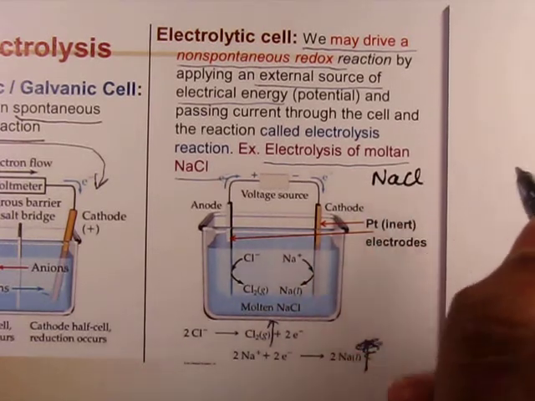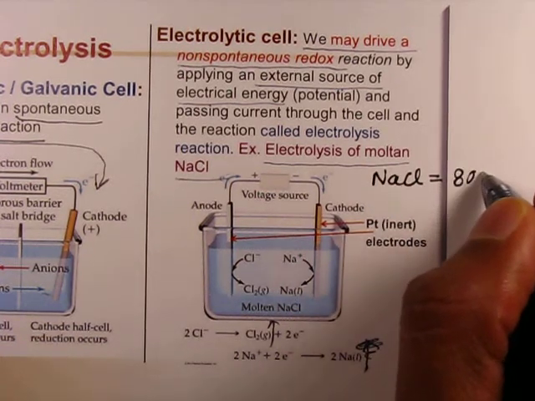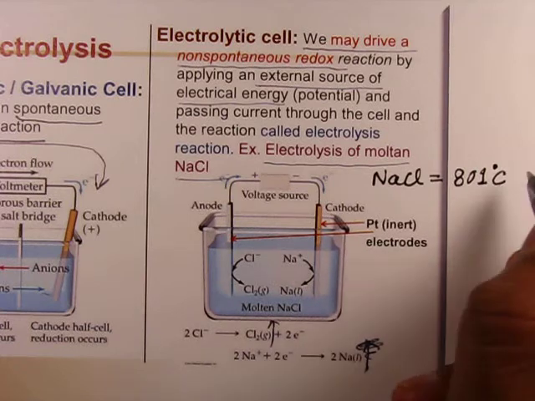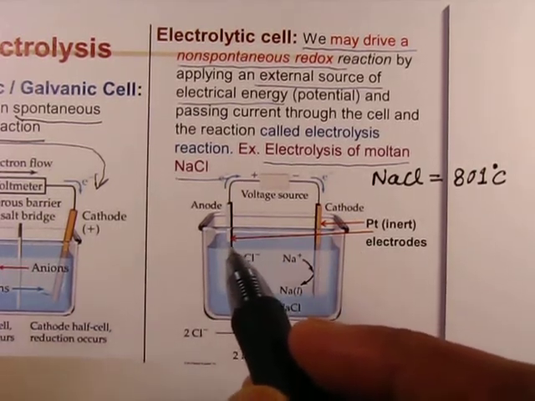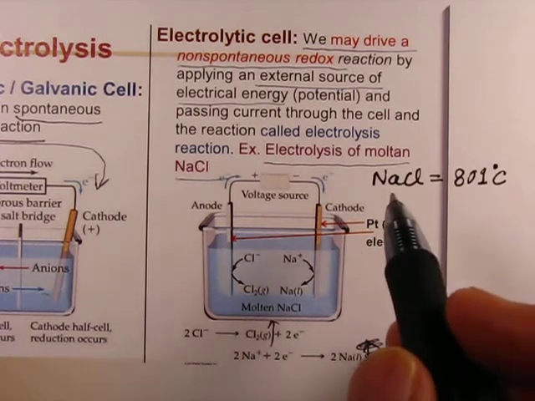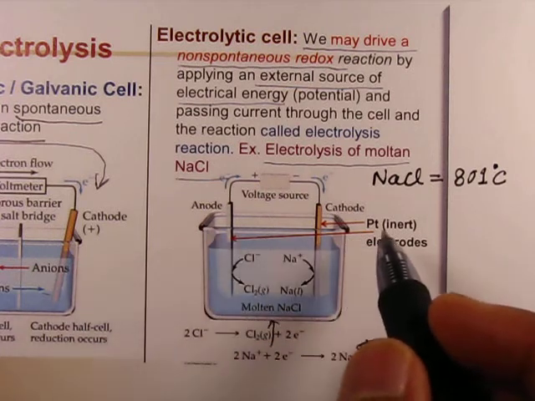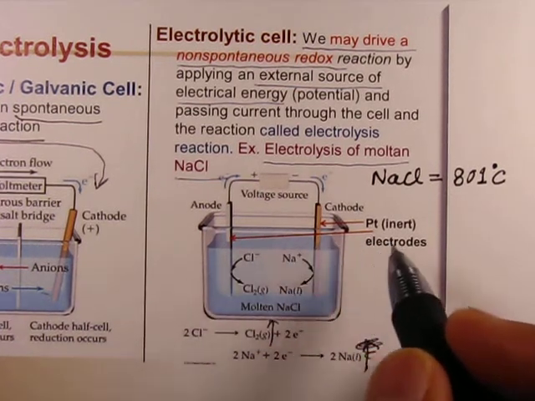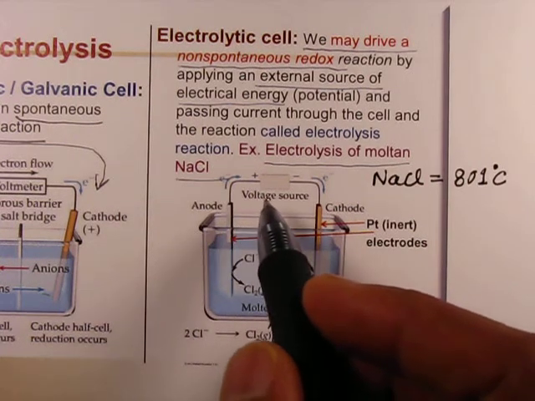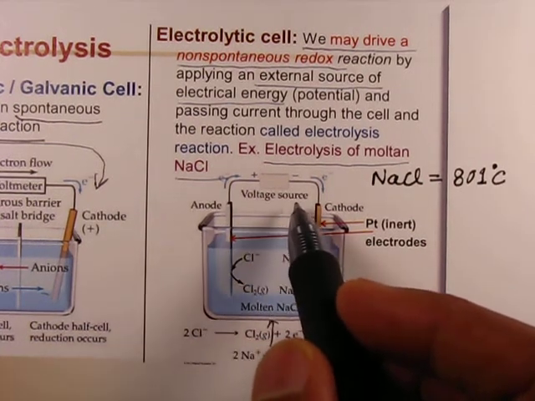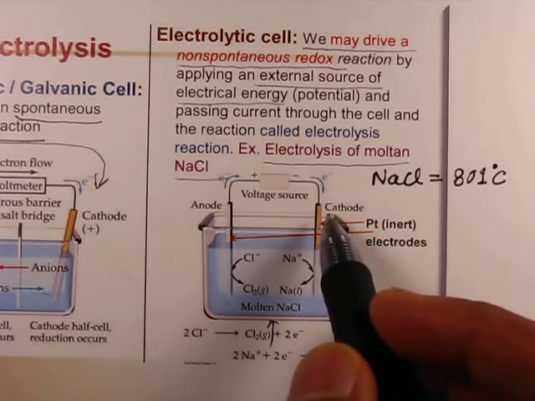and the melting point of pure sodium chloride is around 800 degrees Celsius, 801 degrees Celsius, which is very high. And if we apply electrical current on the molten sodium chloride using inert platinum electrodes, they are not taking part in the reaction. So basically what we are applying here, you can see voltage is applied. So the anode becomes positive and the cathode becomes negative.